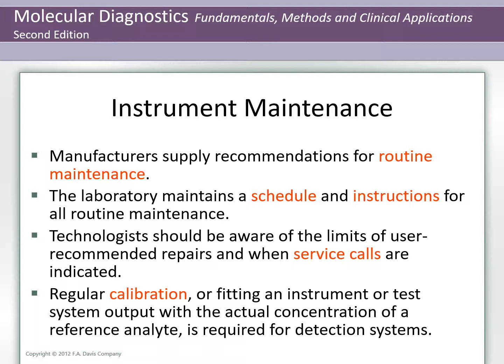Parts are replaced as required or as specified by the instrument manufacturer, and maintenance schedules should reflect the amount of use of the instrument. In addition to routine maintenance and minor troubleshooting, such as replacing bulbs or batteries, repairs may be performed by the technologist with the aid of clear instructions from the manufacturer. These instructions must be readily available to the technologist in the event of an instrument malfunction, but technologists should also be aware of the limits of user-recommended repairs and when service calls are indicated. All the instrument maintenance, service calls, calibrations, and parts replacements must be documented.